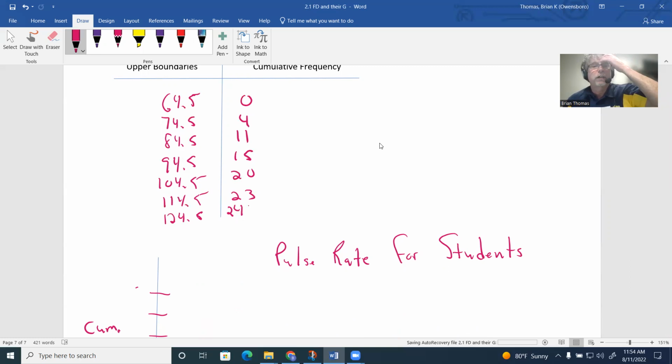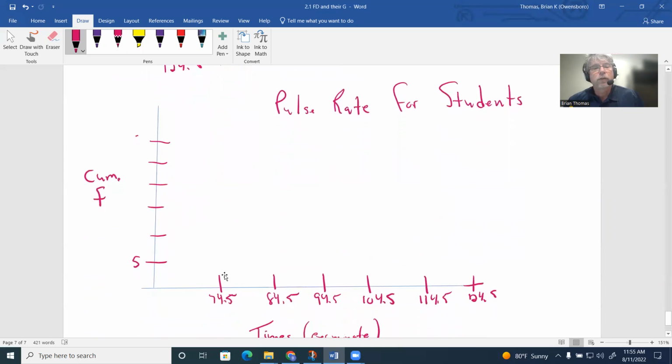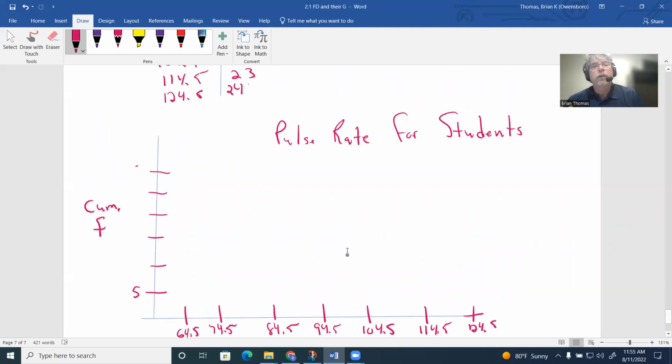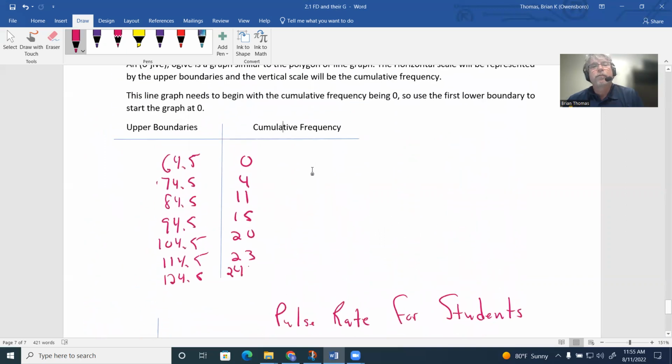So the 74.5, the 84.5, the 94.5, the 104.5, the 114.5, and the 124.5, those are going to be the upper boundaries. So I put those on my table, but I still need to put the 64.5. So we have to actually drop over one class width, if you will, of that 10 to get back down there. The cumulative frequencies, again, I found those in my expanded table, and for 74.5 was 4, then 11, 15, 20, 23, and 24 were our cumulative frequencies.